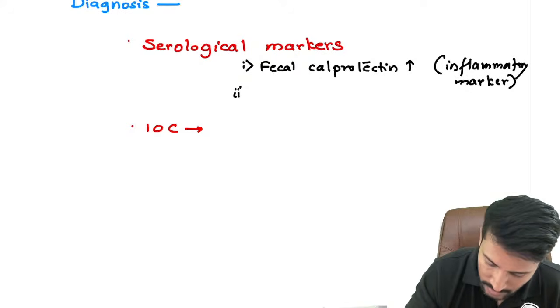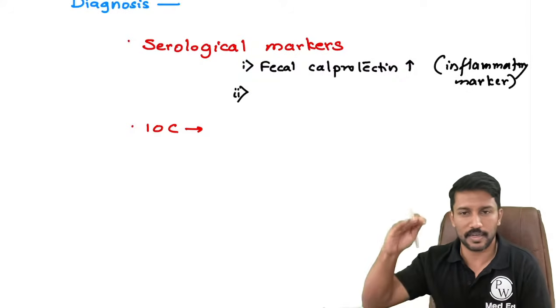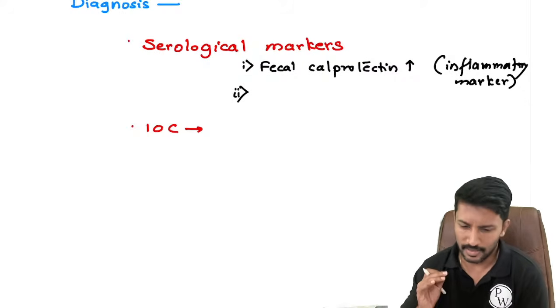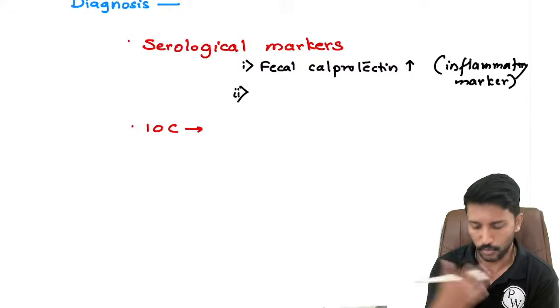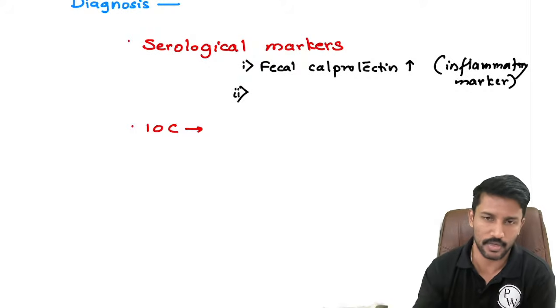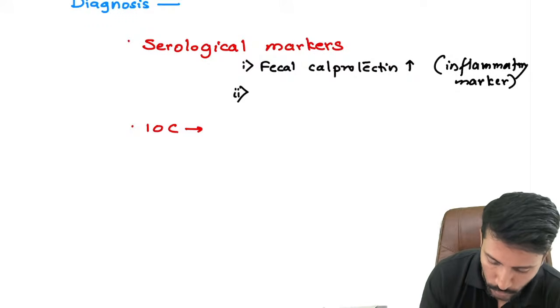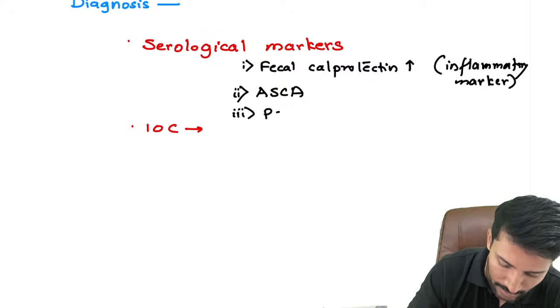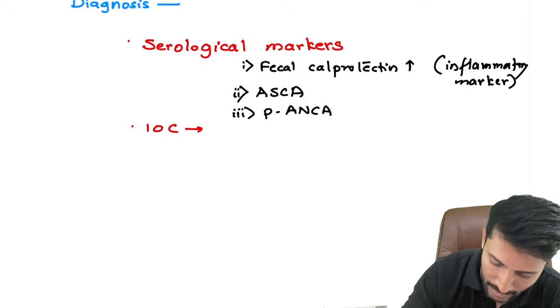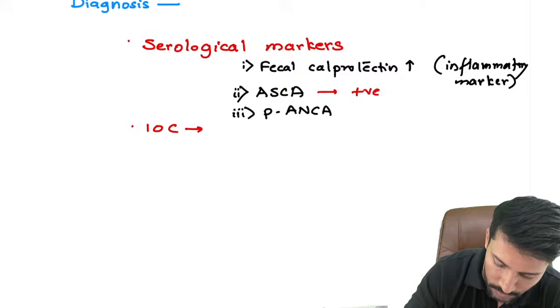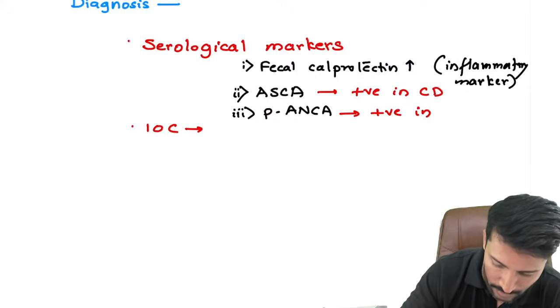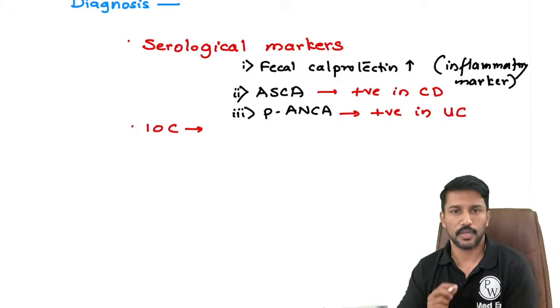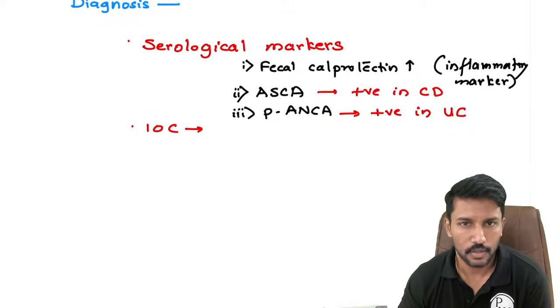Second thing, yes, we can do ESR, CRP on a regular basis also for understanding the fluctuations in the disease process. But in the exam, we're writing more specific terms. You can definitely fill more lines by writing about ESR, CRP as well. We will also do some antibody markers. One is anti-Saccharomyces cerevisiae antibody, and the other one is P-ANCA. Anti-Saccharomyces cerevisiae will usually be positive in Crohn's disease, and P-ANCA will usually be positive in ulcerative colitis.